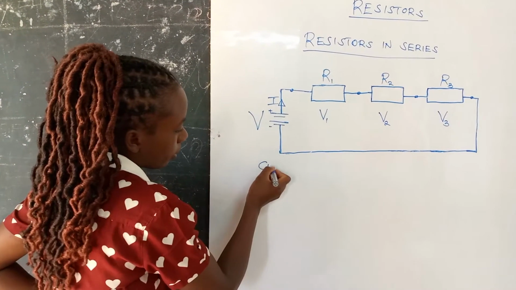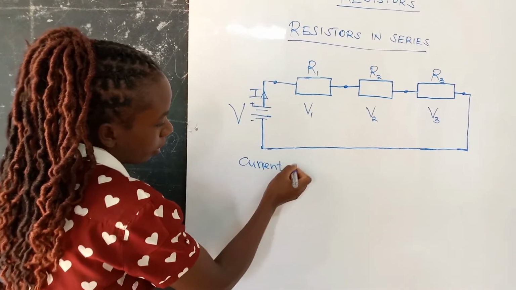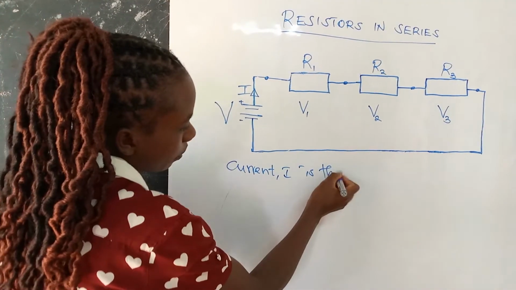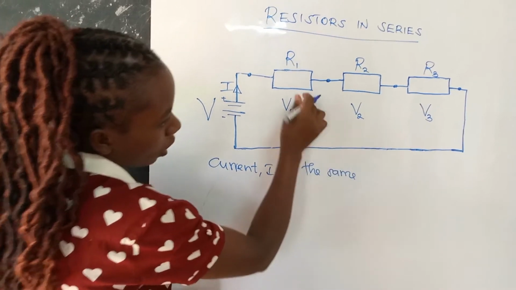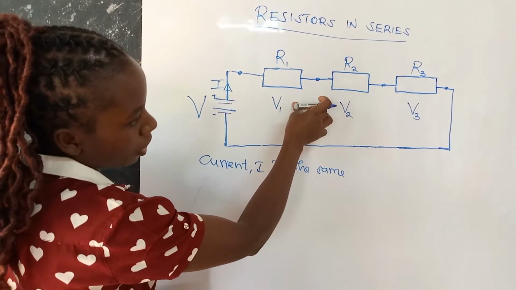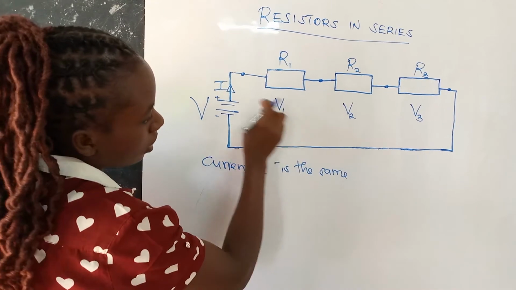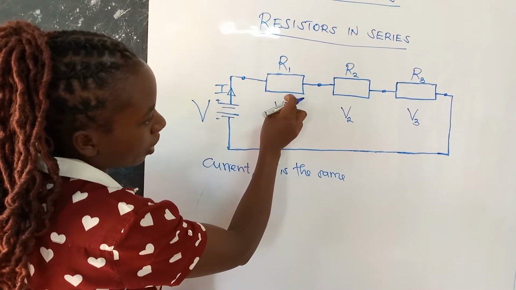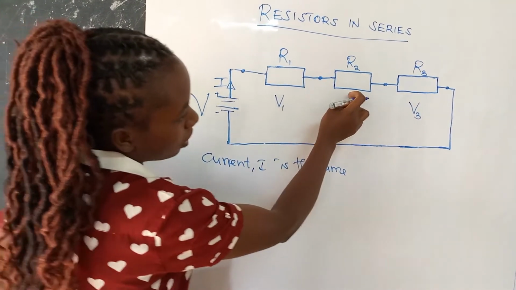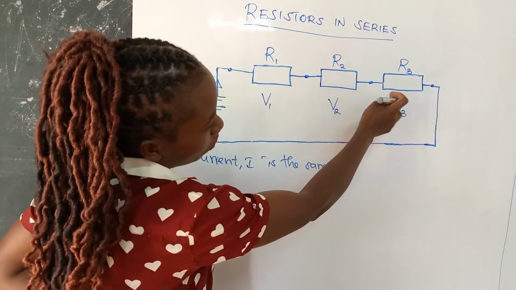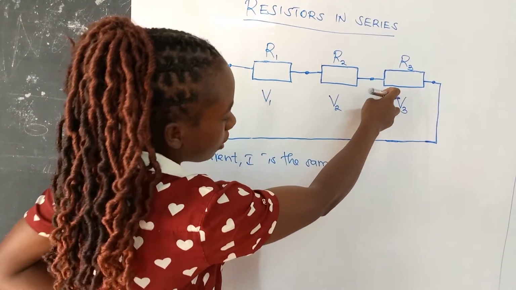The current I is the same throughout all the parts of this circuit here. For resistors in series, the current from the source will be the same current flowing through R1, will be the same current flowing through R2, and will be the same current flowing through R3.